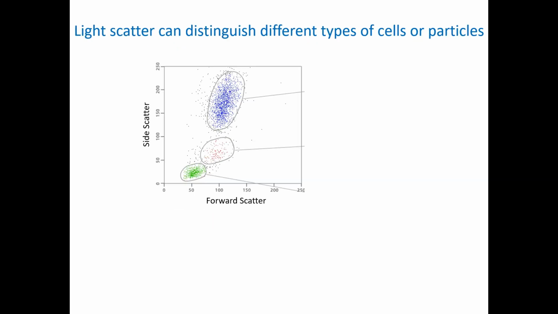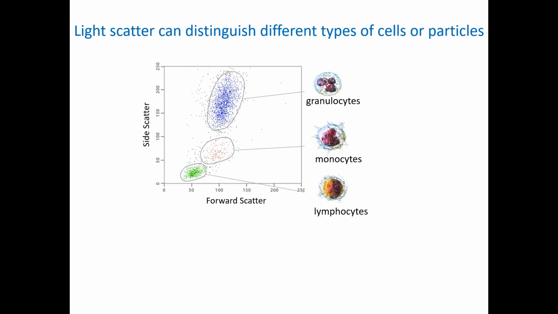So here we have a typical scatter plot with the forward scatter measurement on the x-axis and the side scatter on the y-axis. This is a peripheral blood preparation with three populations that are different on their forward and side scatter parameters. We have lymphocytes, monocytes, and granulocytes, and we can separate them out quite nicely because the little clouds of cells are quite distinct. Each dot represents a cell.